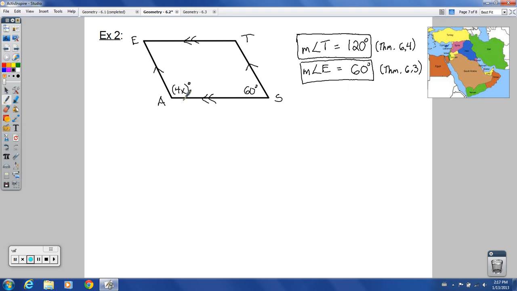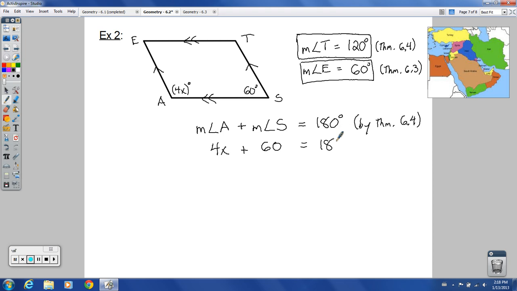And then if I said solve for x, figure out what x is, hopefully that would be a pretty easy thing to do because we know that consecutive angles are going to add up to 180 degrees. So we'd have the measure of angle A plus the measure of angle S should be 180 degrees. This is by theorem 6.4 again. Consecutive angles add to 180. So replace these things with what they are, 4x and 60.